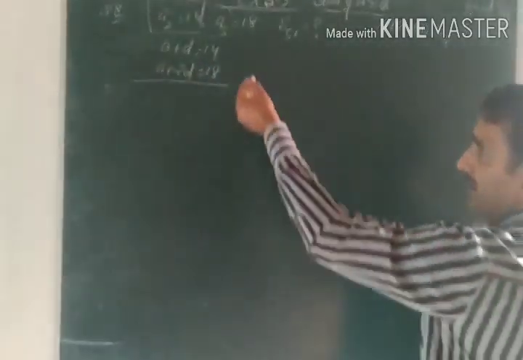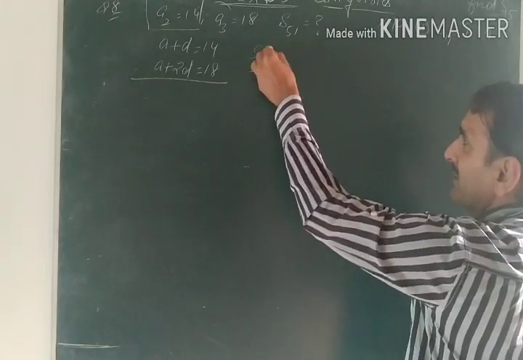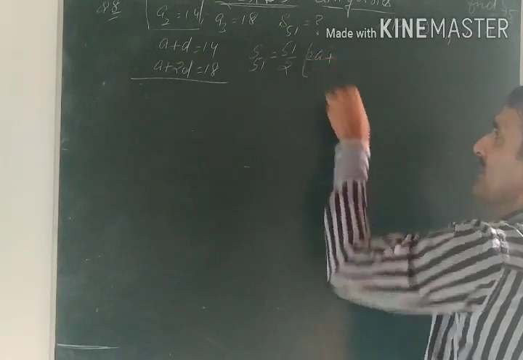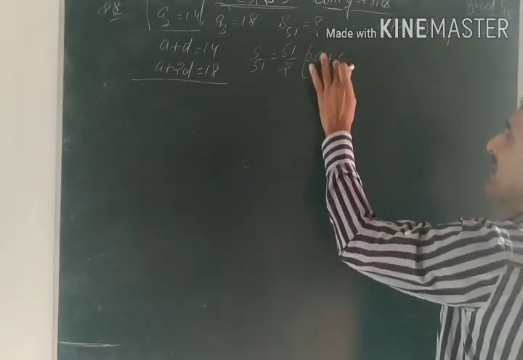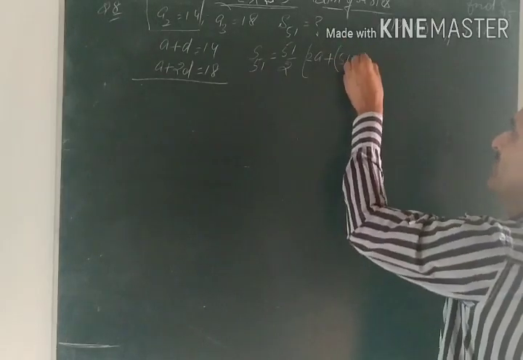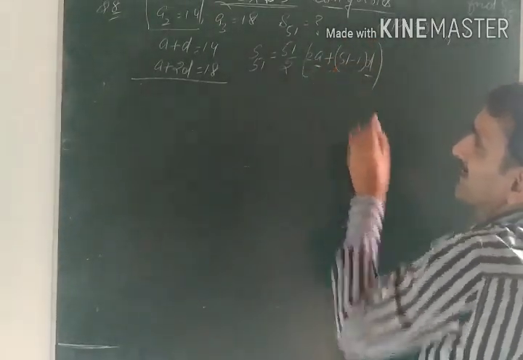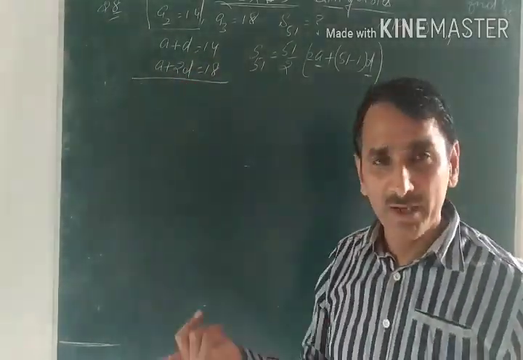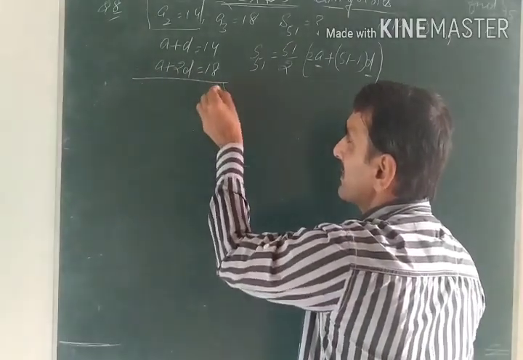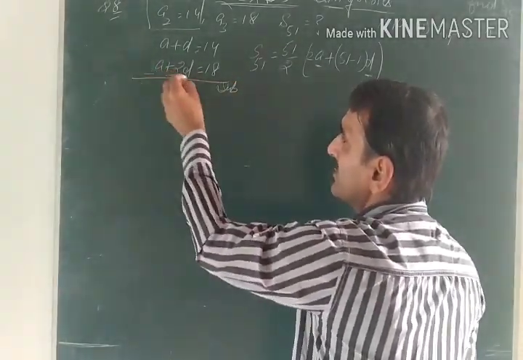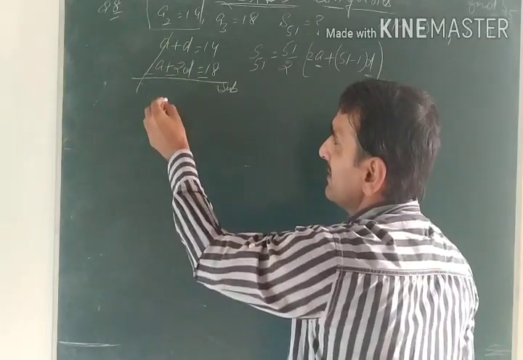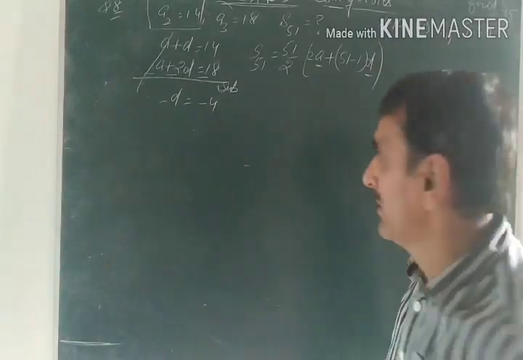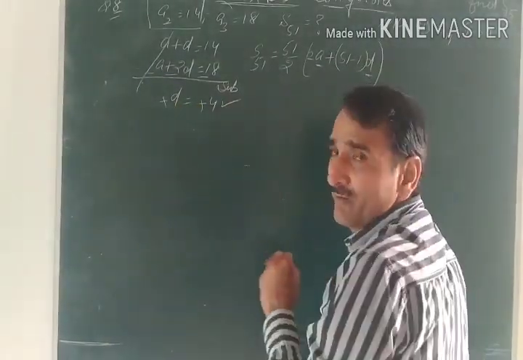Now we have to find S51. The formula of sum is n/2 × (2a + (n − 1) × d), where n means 51. The urgent need is the first term and the common difference. With the help of these two equations, we can find the value of a and d. So eliminate by subtracting. The sign will change when we subtract, and these two terms cancel. Then −d = −4, that is 14 − 18 = −4. Yes, the value of d is 4.